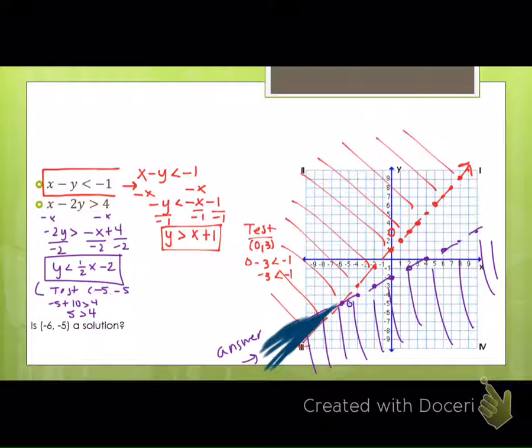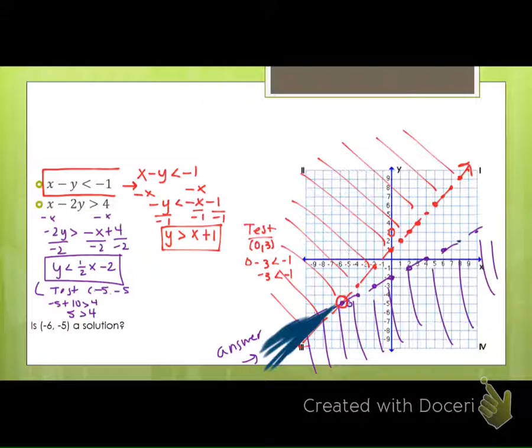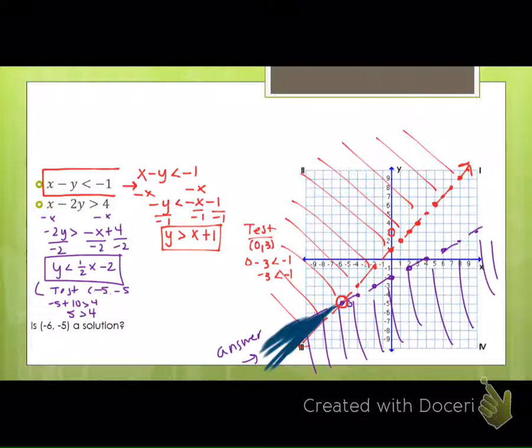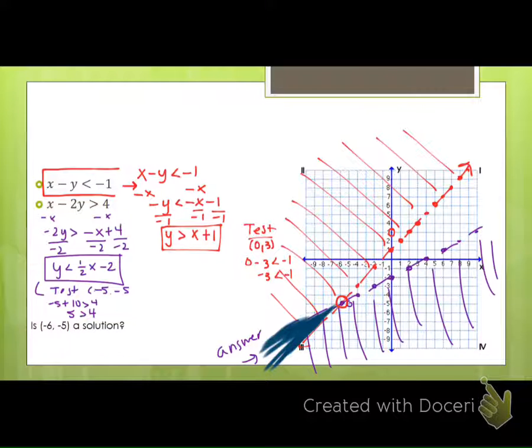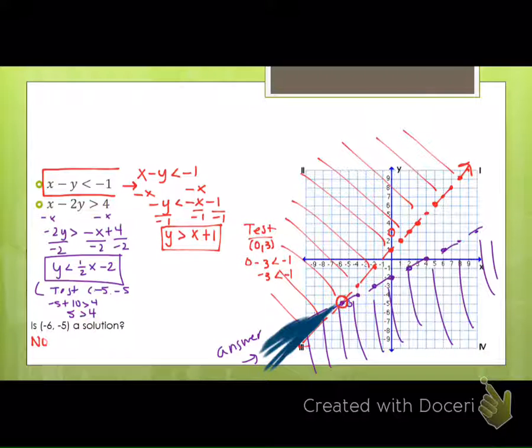Okay, is (-6, -5) a solution? These are both dashed lines, so is it a solution? Wait. Does dash mean included or not included? That means not included, so no. Dashed lines mean not included.